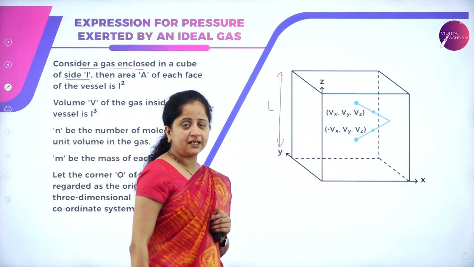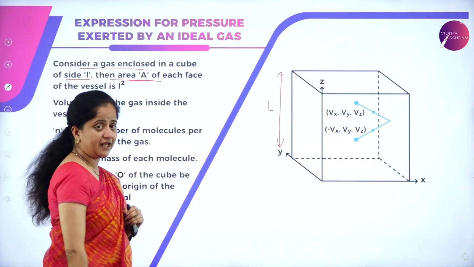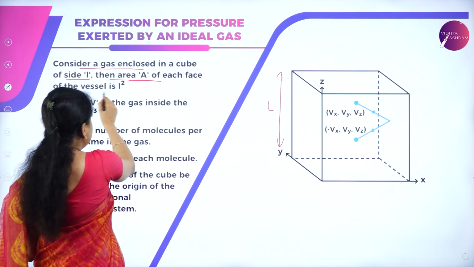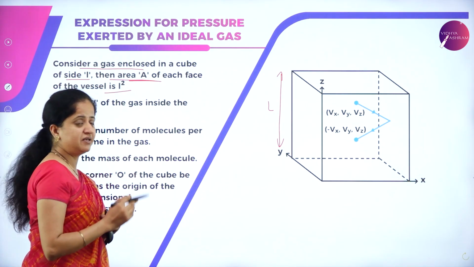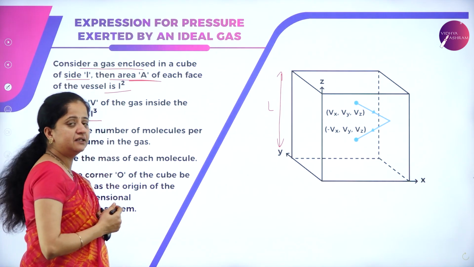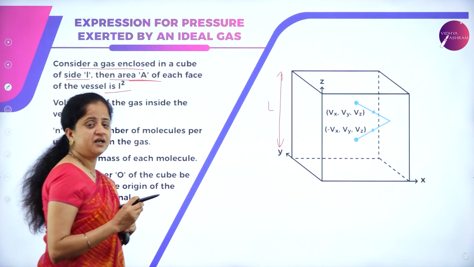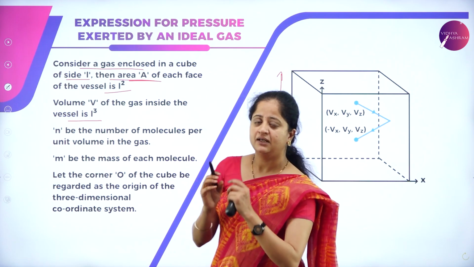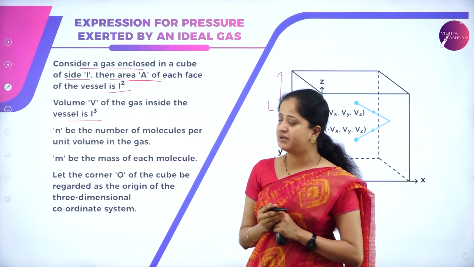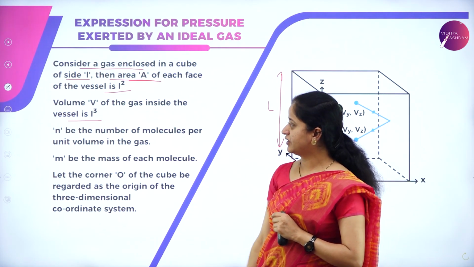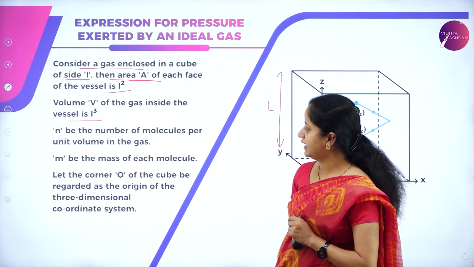If the side is L, area is given by A. So area can be written as L square because we have considered the side as L, then area will be L square and L cube will be the volume. So here I have considered a cube of side L, then the area is given by L square and the volume of the gas inside the vessel is given by L cube.